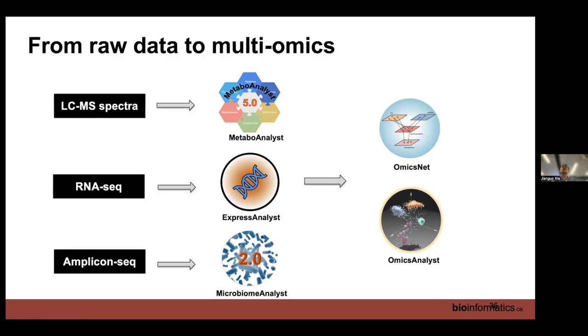but the individual omics analyses will more or less make it standardized, streamlined. From LC-MS, we're doing metabolite analysis. We can get the functions and get sequencing features. From RNA-seq, we use expression analysis. We can get a list of genes. And from 16S, we can do microbiome analysis. We can get the microbiome tables and sequencing features and taxonomies.